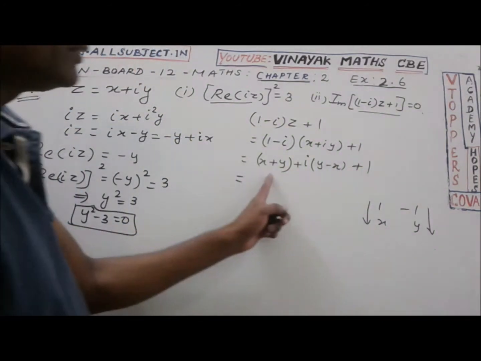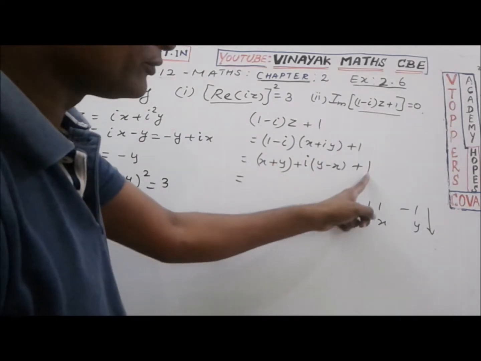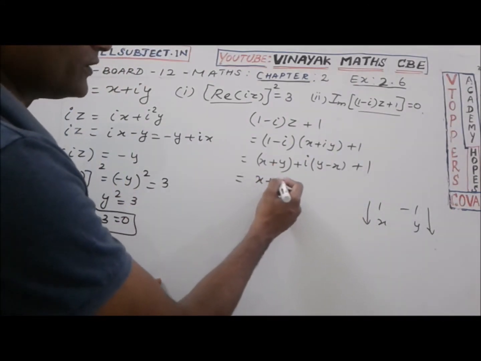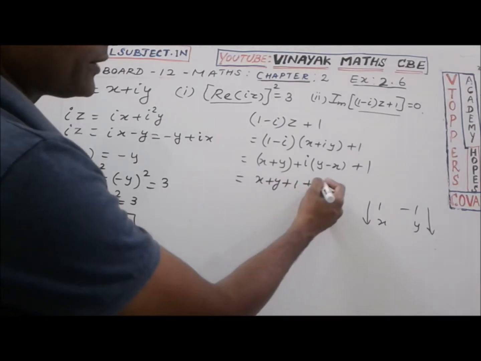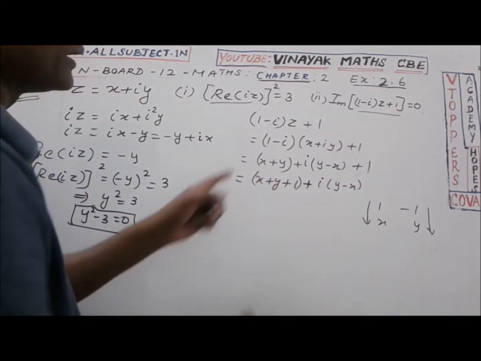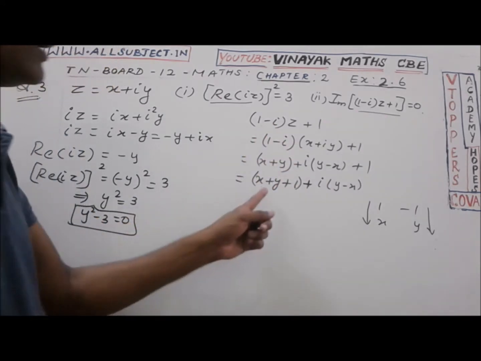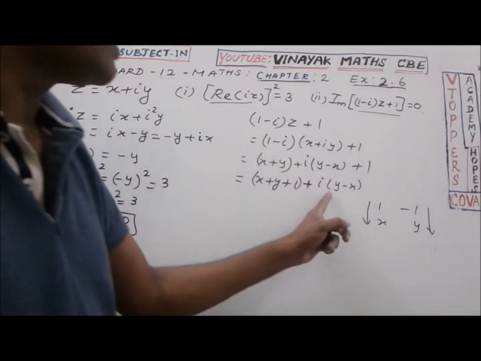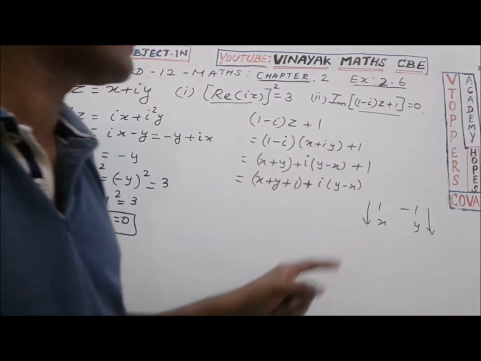Now, from these results, x plus y plus 1 is real. Adding those two results, x plus y plus 1 plus i into (y minus x) is imaginary. Here we have written this in rectangular form. The real part is x plus y plus 1 and the imaginary part is y minus x.